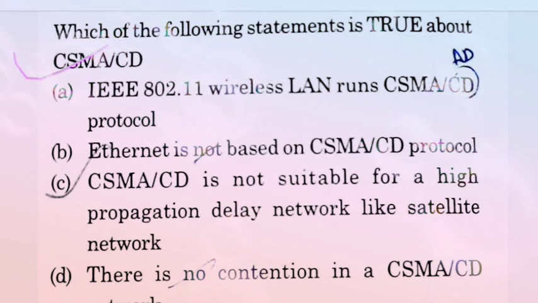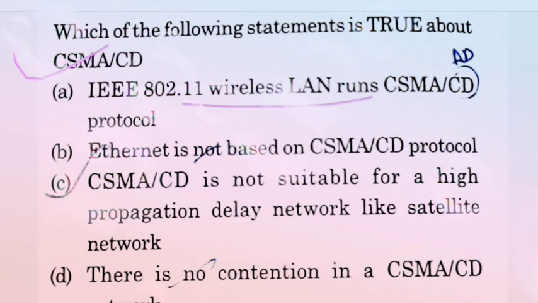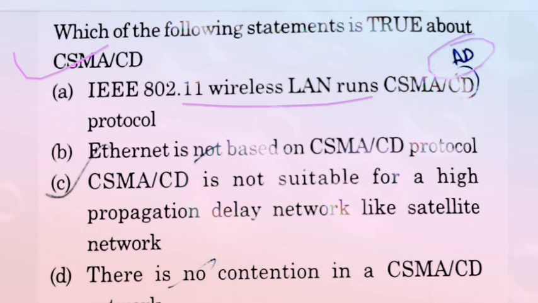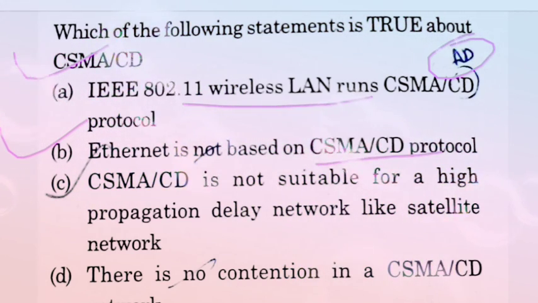802.11 wireless LAN uses the CSMA-CD protocol. So no, it is false. Why? Because wireless LAN uses CSMA-CA, that is collision avoidance, not collision detection. Now the next option: Ethernet is not based on the CSMA-CD protocol. So it is also a false statement.